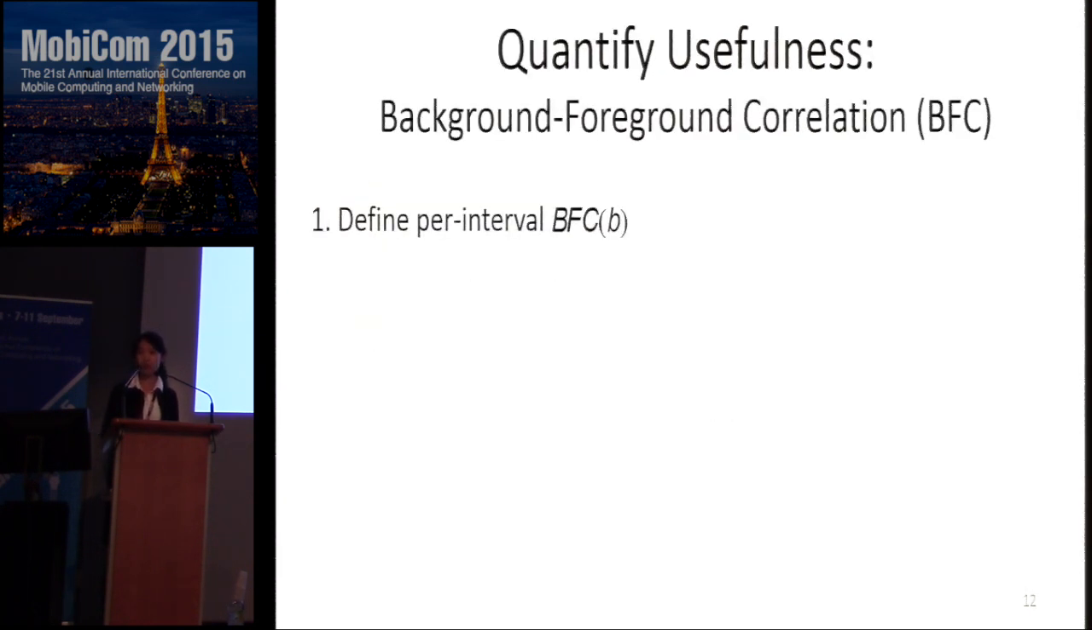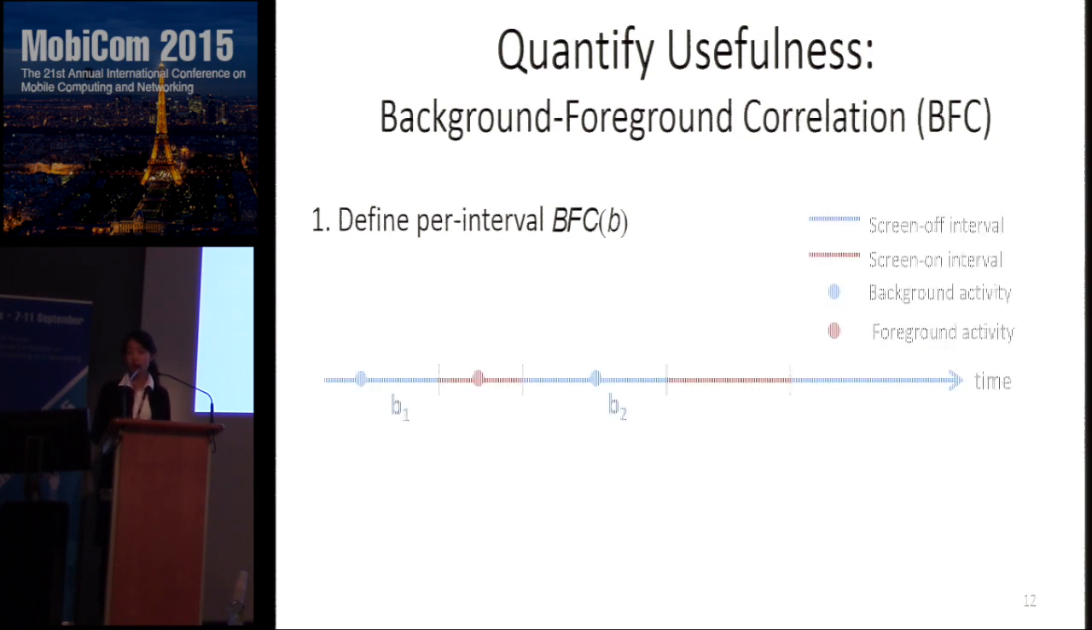So first question, to quantify the usefulness, we use a background-foreground correlation metric. We call it BFC. To calculate the overall BFC, we first define a per interval BFC for each screen-off interval where an app will run some background activity. By interval, I mean the interleaved screen-on and screen-off intervals as shown in this figure.